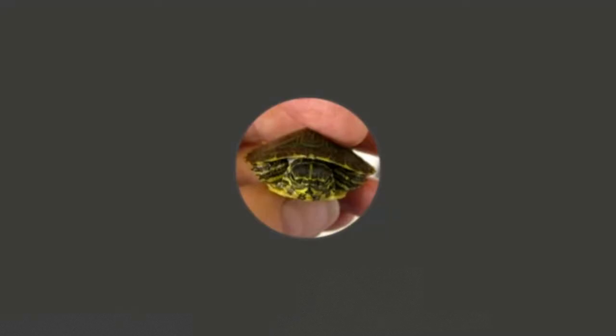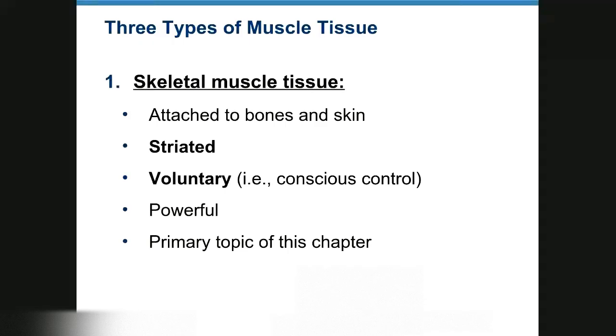Chapter 9 is on muscle physiology. Okay, first we're going to review through the types of muscle. Skeletal muscle is your voluntary muscle. It is attached to bones or skin.